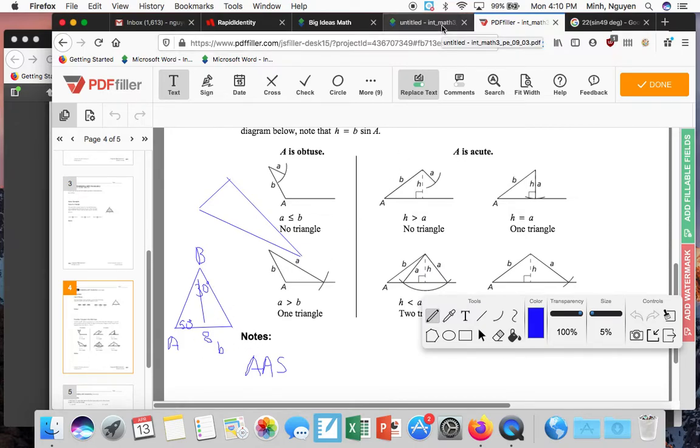And according to the textbook, we can just say, oh, well, it's not one of these SSAs, so I don't even have to worry about any of this, and just be like, oh, AAS. One triangle. Yeah, that's 14.